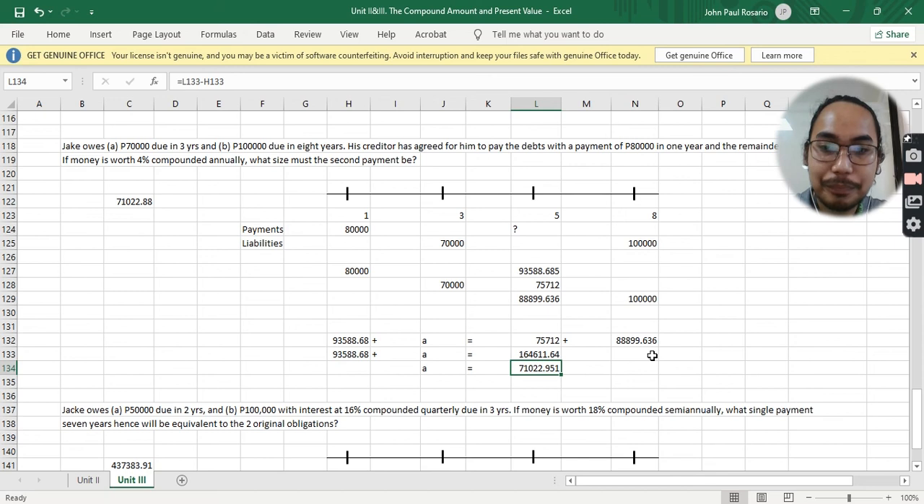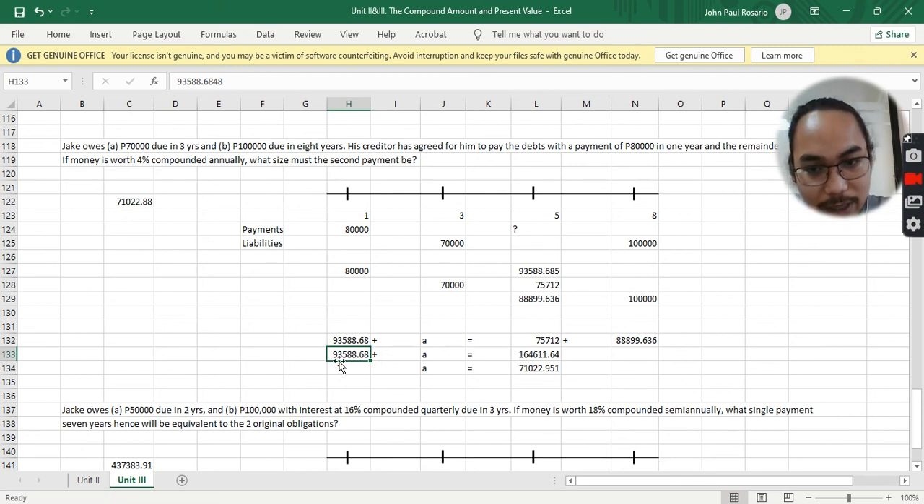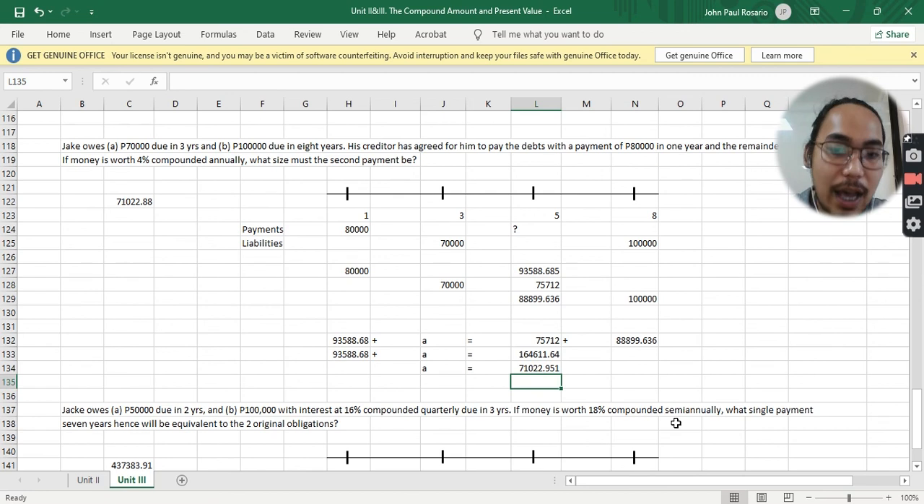And then for our liability naman, for our payment. So for the first payment of 80K is worth 93 on year 5. So plus A. So A plus this one. Since we want to solve for A, we can now simply deduct this value from this value. That should give us 71,022.95 as our final payment on year 5.